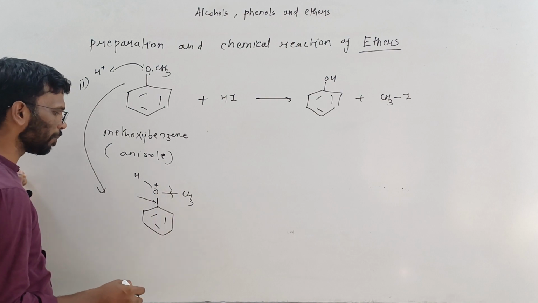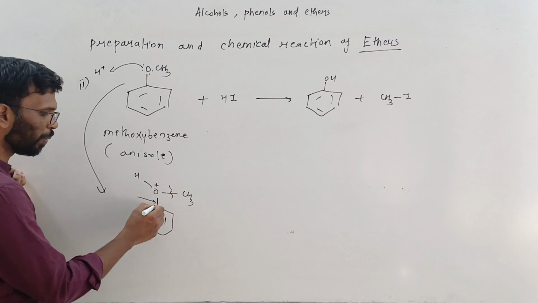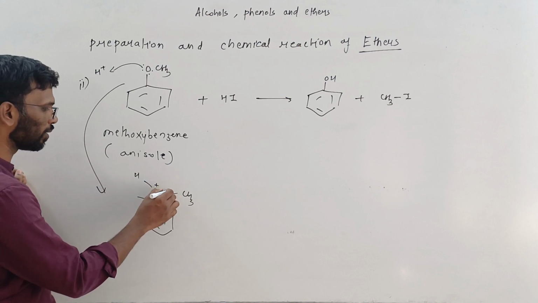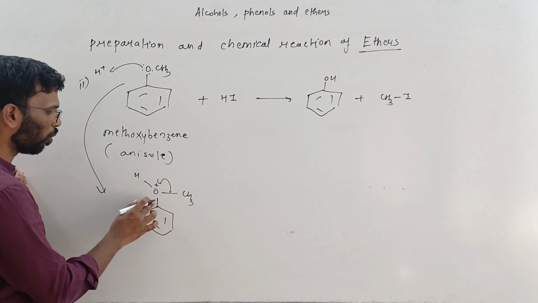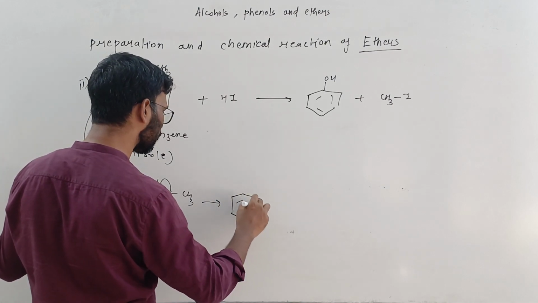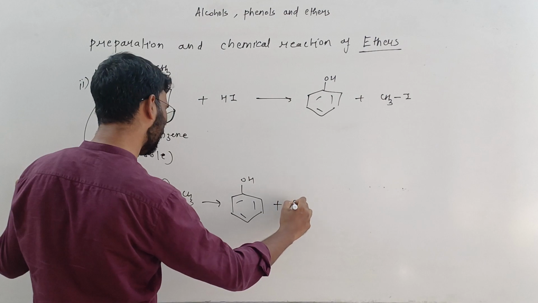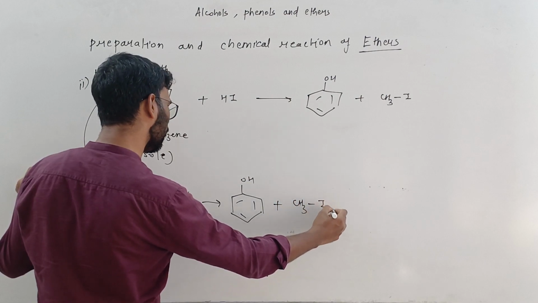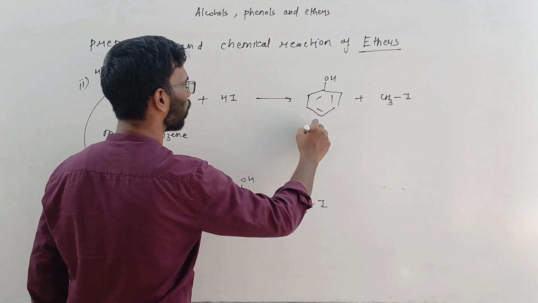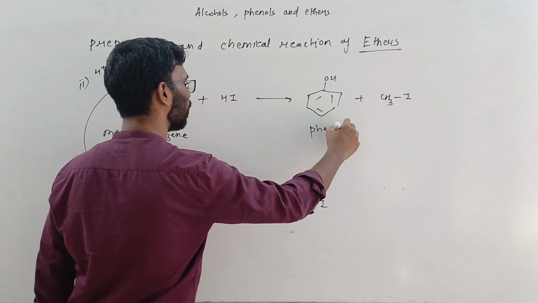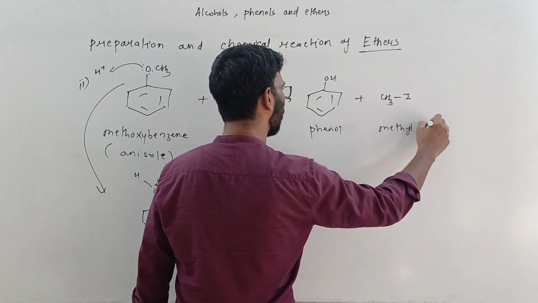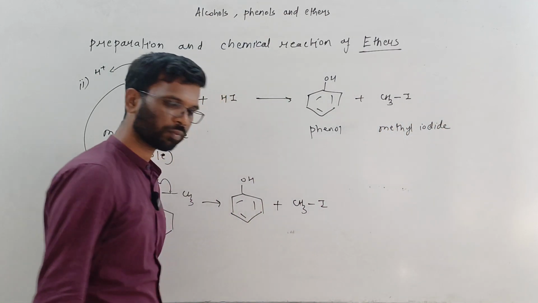This is easy to break. Even if it is breaking, then carbocation will be formed over here. So the bond which will be broken is this and not this. So finally what you get is phenol and CH3I, meaning I minus, and carbocation will be formed over here. So this is the product: phenol and methyl iodide. Okay.